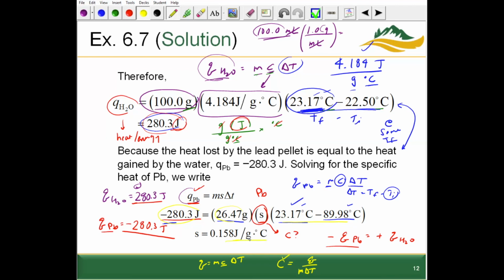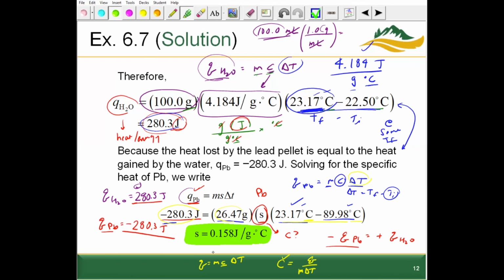This could also be joules per gram Kelvin too, right? Because this degree C minus this degree C, that delta T could also be in terms of Kelvin. It just depends on what the question is asking for. So we could report this final answer here as 0.158 joules per gram Kelvin or joules per gram degrees C. We actually more so see specific heats listed as per degree C. But we'll see what other practice problems we come across and go from there.